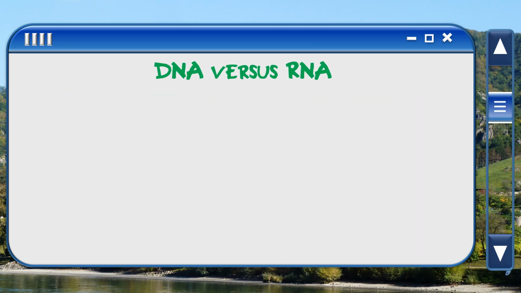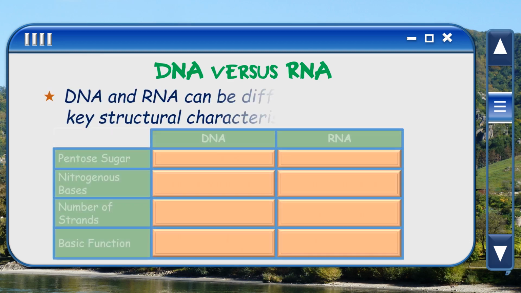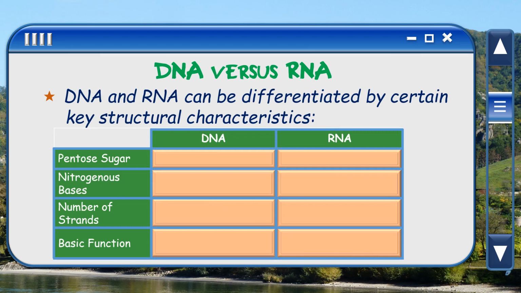We want now to look at DNA versus RNA. The composition of DNA and RNA can be differentiated by certain key structural characteristics. So we want to look at those characteristics that differentiate the DNA and RNA.